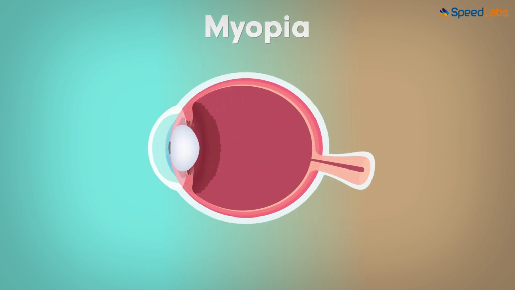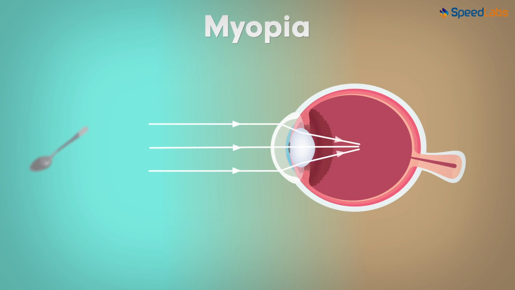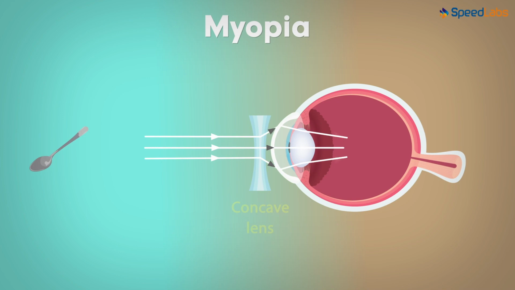Let's quickly review what we learned. If a person is suffering from myopia, then faraway objects are not visible clearly. That's because the light rays after entering the eye do not converge exactly on the retina. They converge at a point in front of the retina. So a concave lens helps fix this issue. The rays diverge and the refracted rays from the lens fall on the retina.